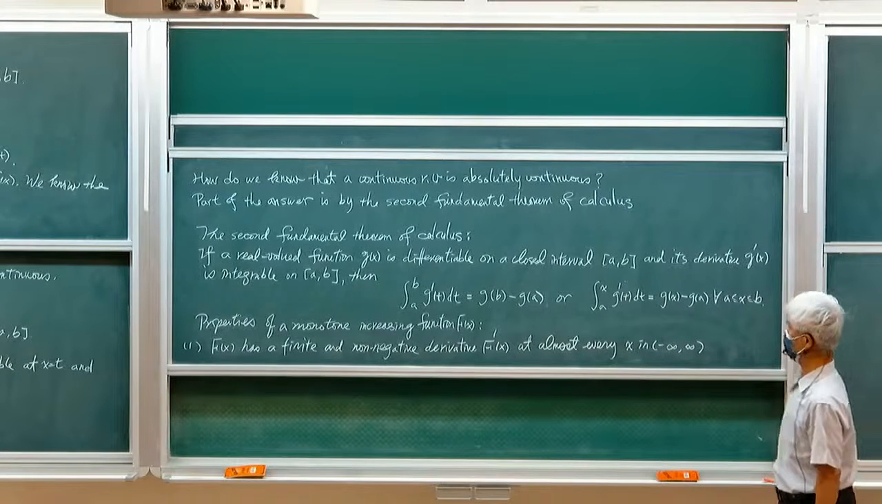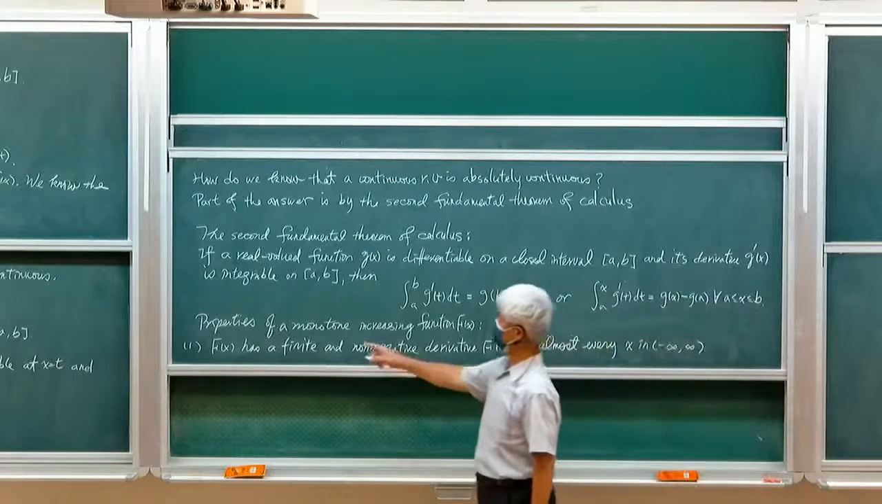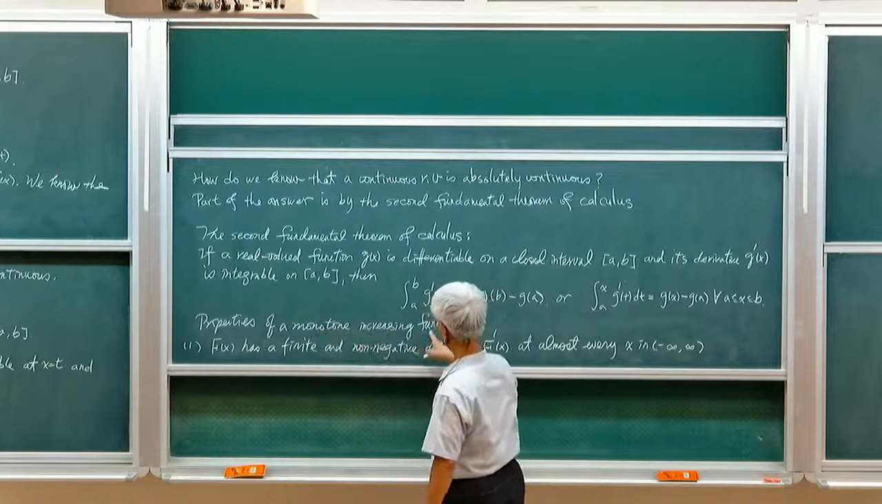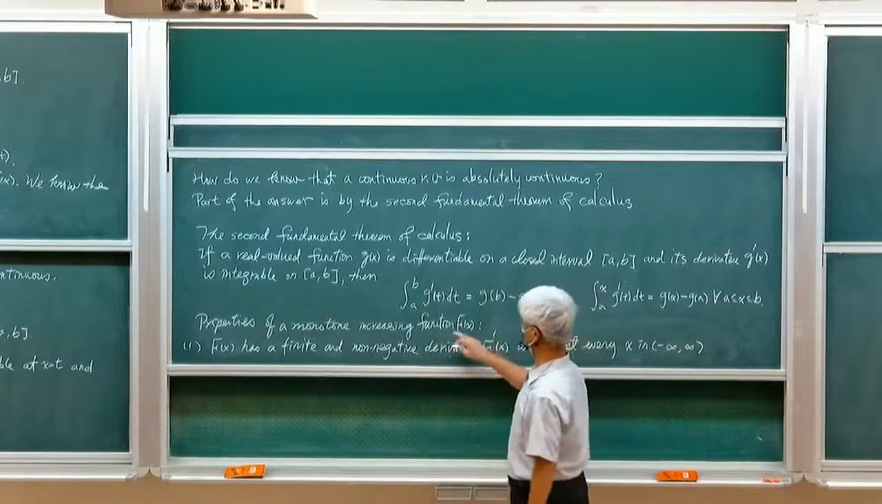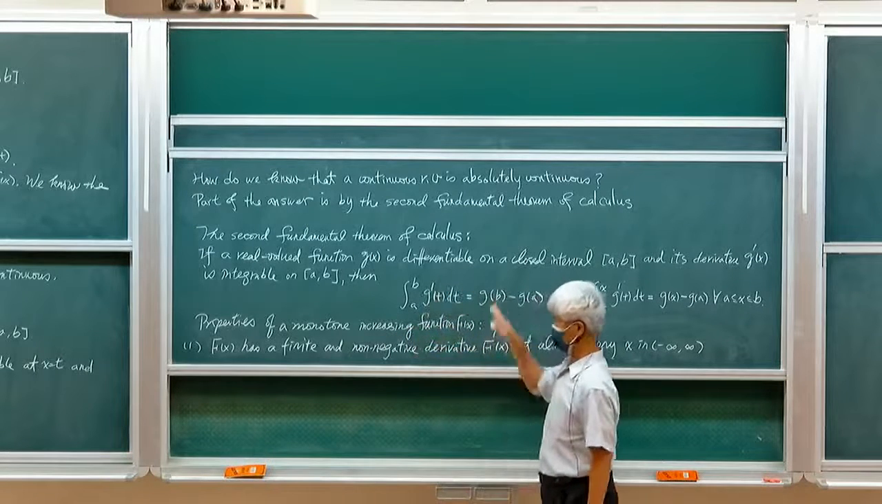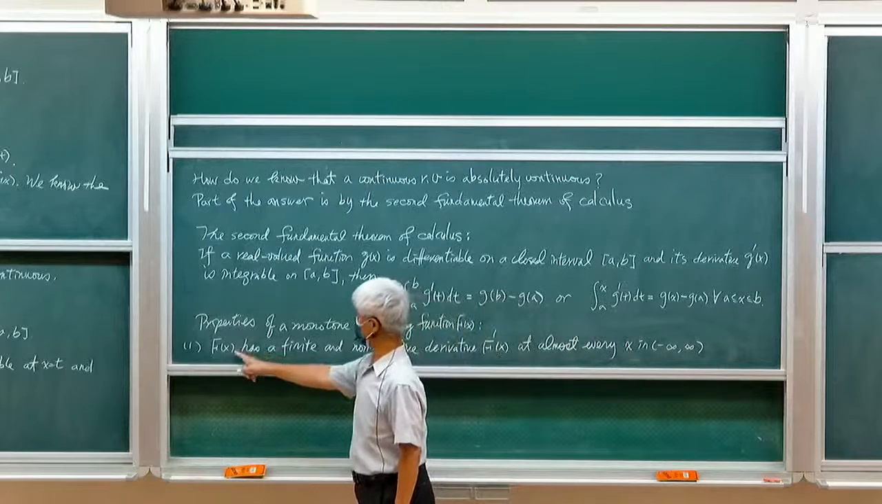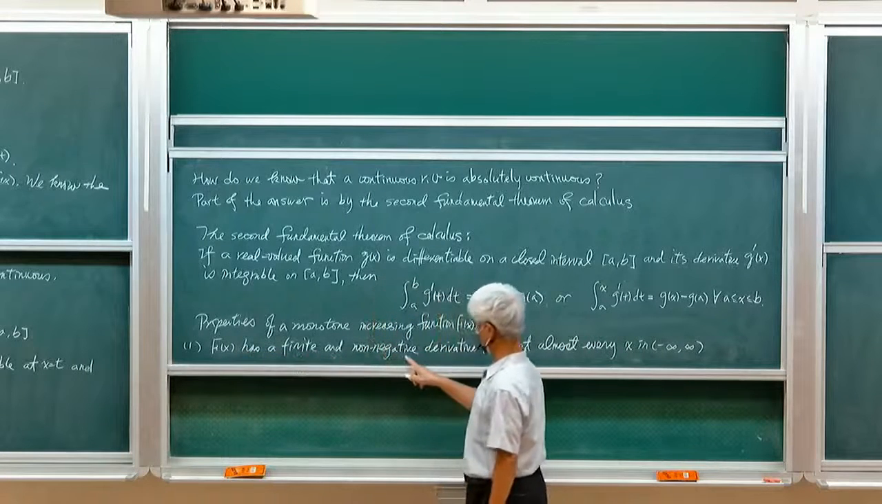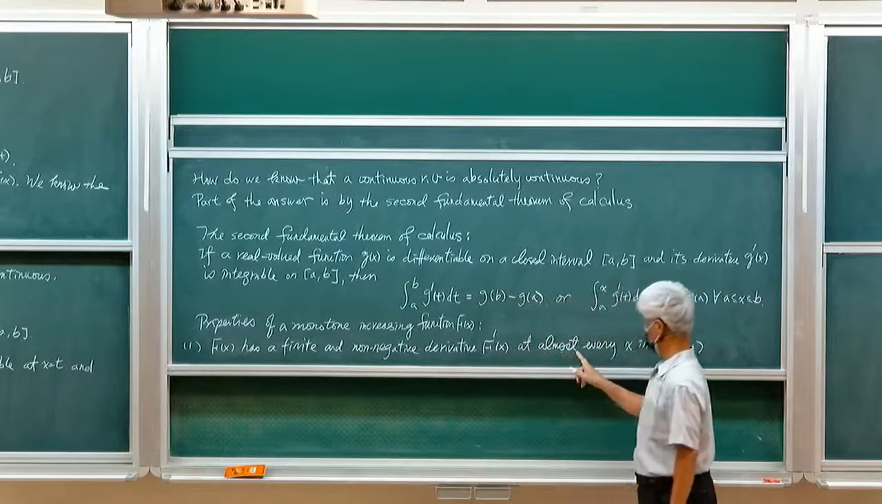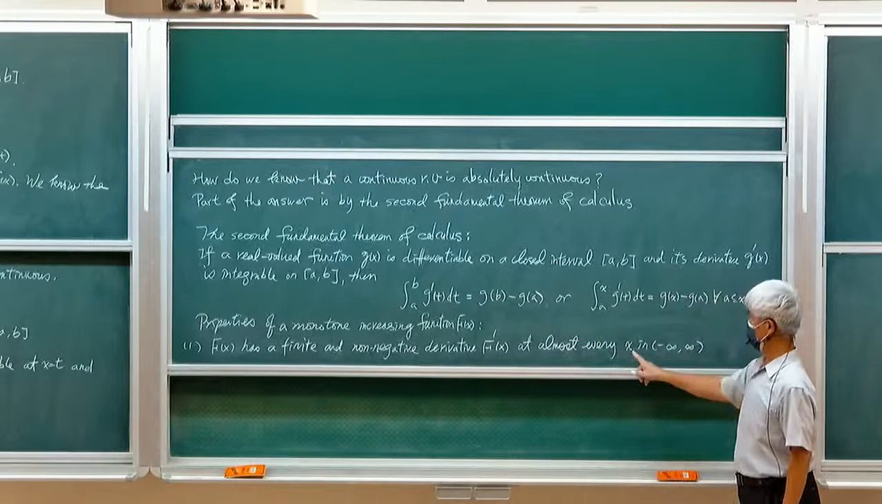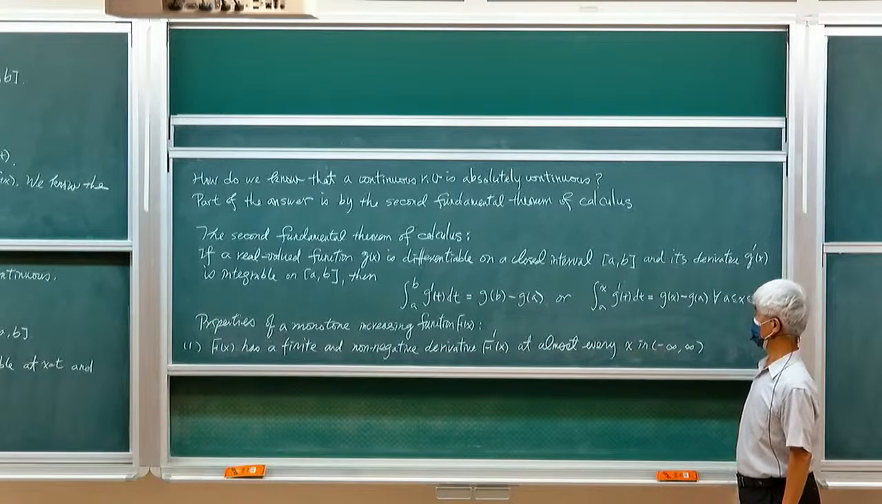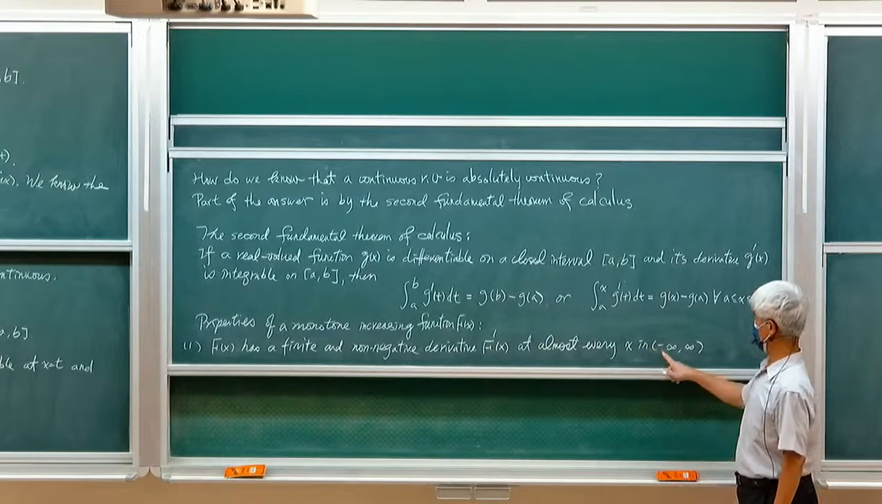So when you look at a monotone increasing function, this monotone increasing function has a finite and non-negative derivative at almost every point x in the real line.